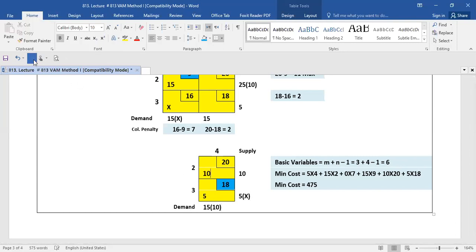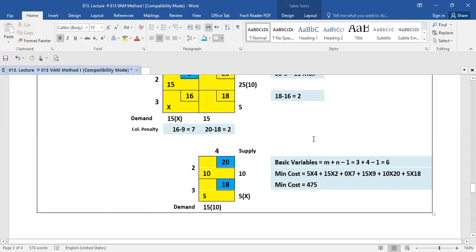Then you will move to the next cell. Here the supply was 10 and demand was also 10. Your demand and supply are also completed. Your method is now completed. I have highlighted this.